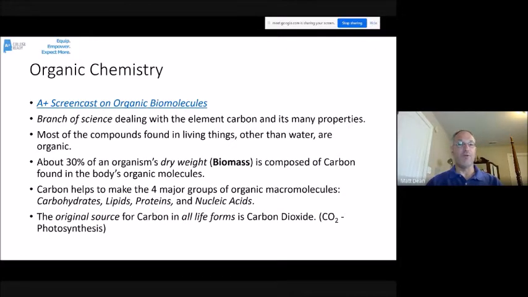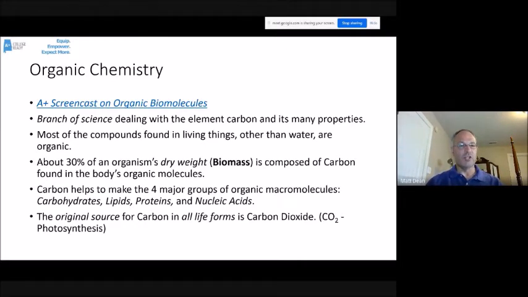We're going to talk about 4 groups of what we call organic macromolecules. They are hugely important in almost all living things. And those 4 groups are carbohydrates, which we'll also talk about as sugars, lipids, which we'll talk about as fats, oils, and waxes, proteins, which we typically just call proteins, and then we've got nucleic acids, which include things like DNA, RNA, and ATP. So those 4 groups are the major forms of organic macromolecules found in your body.